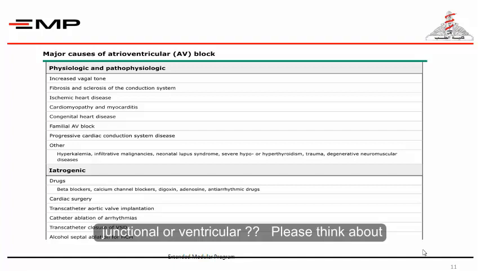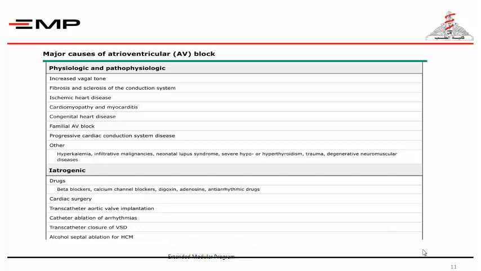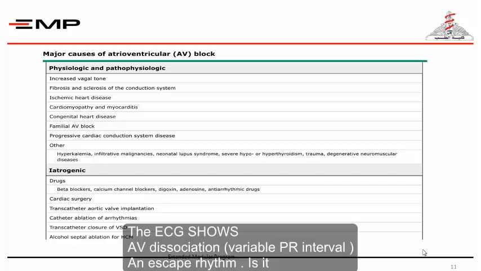Now, what is the etiology of heart block? As we said, it may be acquired or congenital. Acquired due to increased vagal tone, fibrosis and sclerosis of the conduction system, ischemic heart disease, cardiomyopathies and myocarditis. Congenital heart diseases, familial AV block, progressive cardiac conduction system disease, and others such as electrolyte abnormalities.